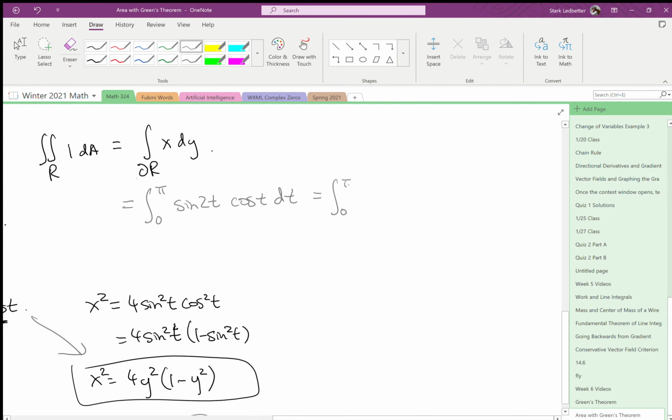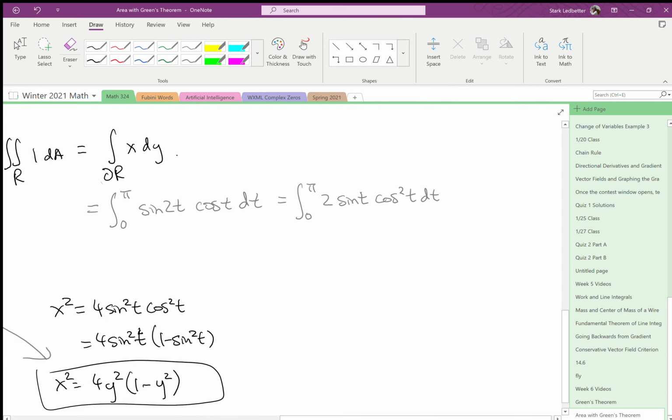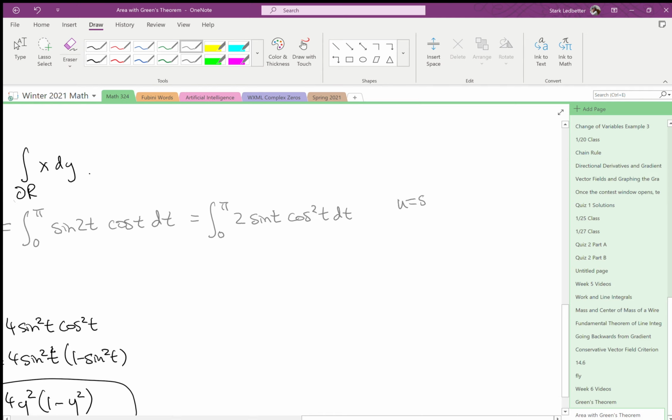I'm actually going to use the trig identity 2 sine t cosine t. So this is sine t, cosine t times cosine t is cosine squared t. And then I can just do a quick u-sub. u equals cosine t, and then du is negative sine t dt. So that means sine t dt is negative du. And I can sub that in. So I'll have a negative 2 integral from 0 to pi, negative du, this is u squared du.